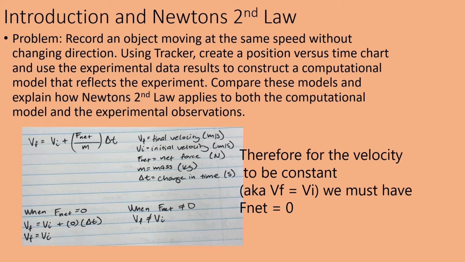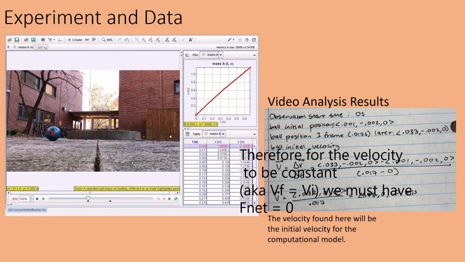and then see how Newton's second law applies to both of the models. Now, Newton's second law is important because it shows a relationship between a force applied and motion, more specifically acceleration. As you can see from this equation, Vf equals Vi plus F net over m times delta t. So in this experiment, we want F net to be 0, because when F net is 0, the velocity final will equal the velocity initial. When F net is not 0, this will not be true, and therefore there will be a change in velocities. With that background info out of the way, we can now move on to the experiment and the data.